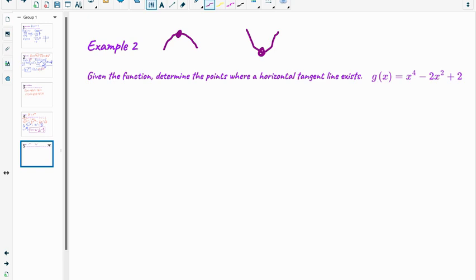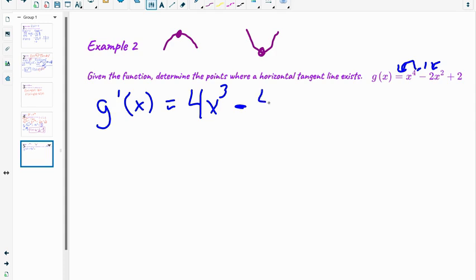So what we always need to do first, since we're looking for horizontal tangent lines, the tool for finding the slope of tangent lines is the derivative. So we need to start by calculating the derivative. So g prime of x. Well, let's go ahead and bring the 4 out front. That's our power rule. And we'll subtract 1. So that would be 4x cubed. Okay. And then for this one, we'll do the same thing. 2 times 2 is 4, so that's minus 4. And then when we subtract 1, that is going to be x.